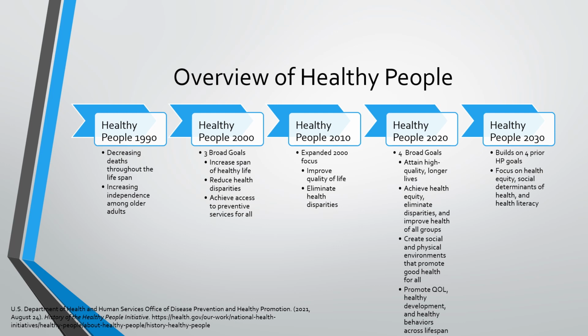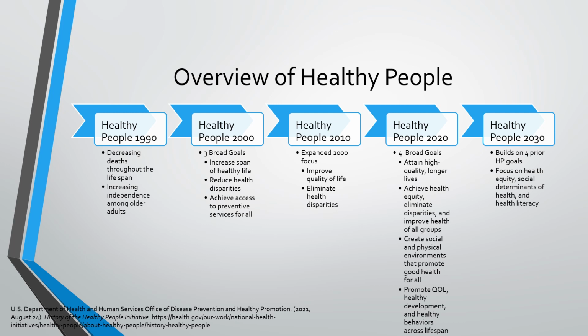among older adults. Moving into 1990, so the Healthy People 2000 initiative not only addressed decreasing deaths throughout the lifespan, but now looking at healthy life. So not just keeping somebody alive, but actually that health throughout their life, which ties into one of the other aims, which was to increase access or achieve access to preventive services for all. So that makes sense. If we're trying to increase the span of healthy life, we know prevention is huge with that. Also, this was the first initiative that specifically addressed reducing health disparities.